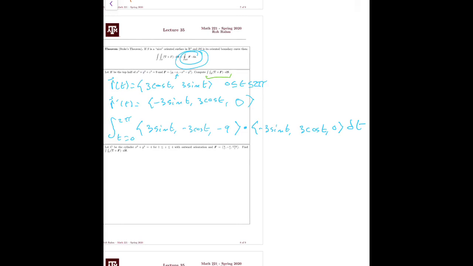I'm going to erase this part for the next video, but I'll write it here. This is the integral from t equals 0 to 2 pi. 3 sine t times minus 3 sine t, that's minus 9 sine squared. Then minus 3 cosine times 3 cosine, that's minus 9 cosine squared. And so again, this just ends up being minus 9 dt. So this is equal to minus 27 pi. Well, it's not equal to minus 27 pi. I don't know why I said that, but it's too late to change the video now. It's minus 18 pi because 2 times 9 is 18, not 27.